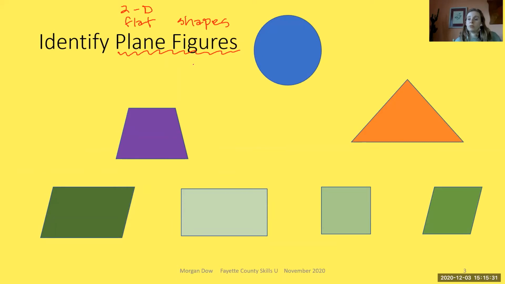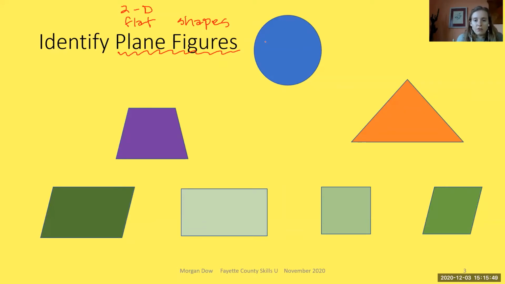That's different from 3D shapes. So 3D shapes are things like cones, spheres, pyramids, boxes, those three-dimensional shapes that kind of pop out at you. That's not what we're talking about this week. This week, we're just talking about 2D flat shapes.